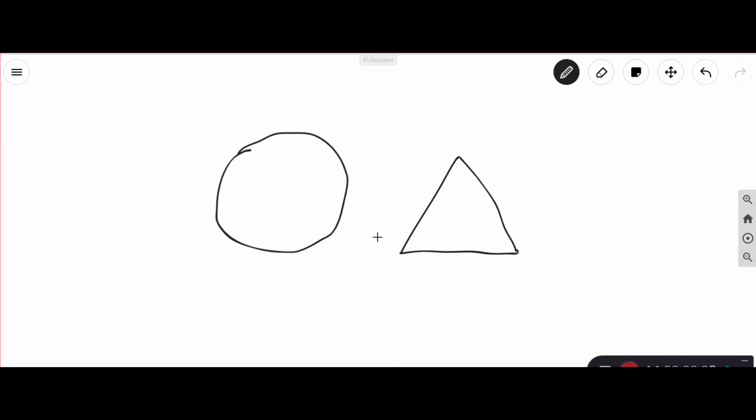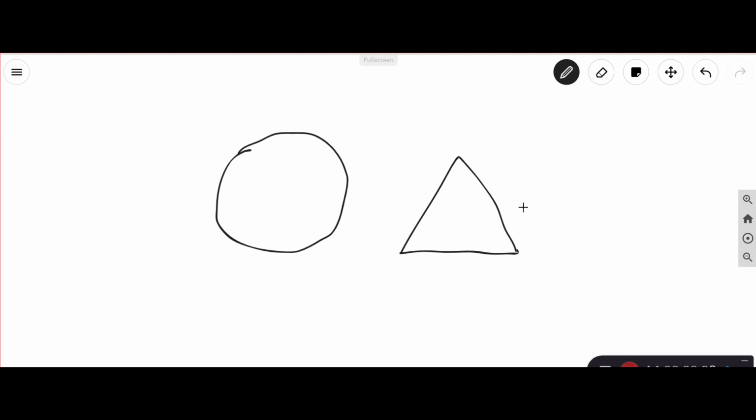Now I have two shapes up here on the board. Can anyone tell me what this shape is? A circle, right. Now, what makes a circle a circle? What are its attributes? Does it have any sides or any corners? No, a circle has 0 sides and 0 corners.